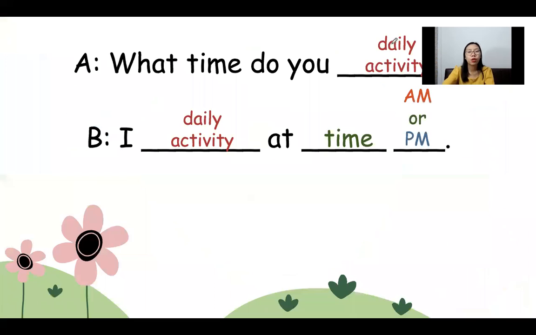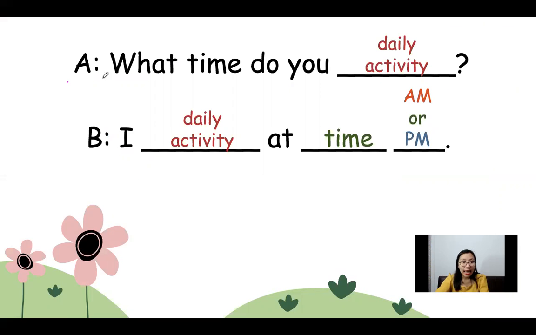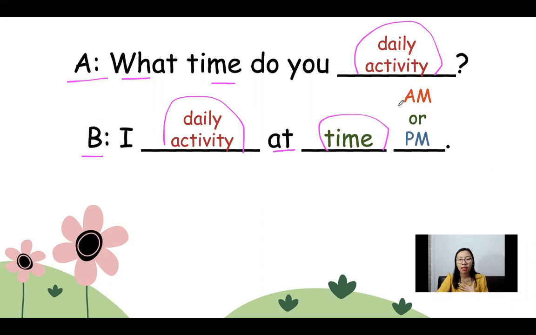Now, let's look at our sentences. We have A and B. A says, what time do you, and then you say your daily activity. B will answer: you say your daily activity at, you say the time, and then is it AM or PM? All right, for example, let's try now.